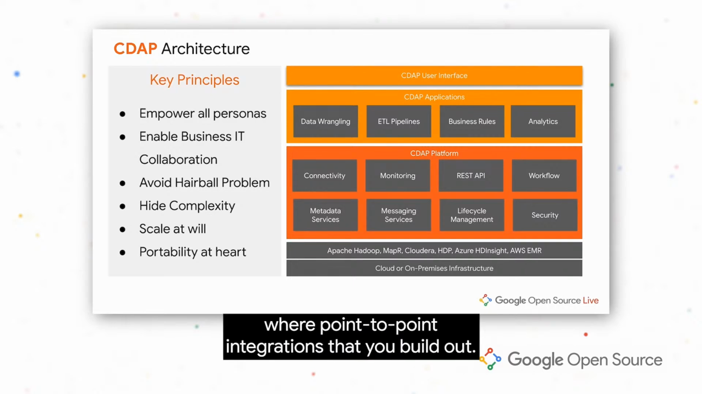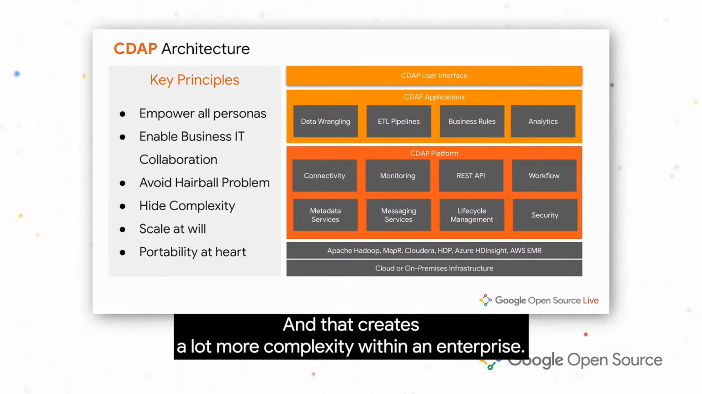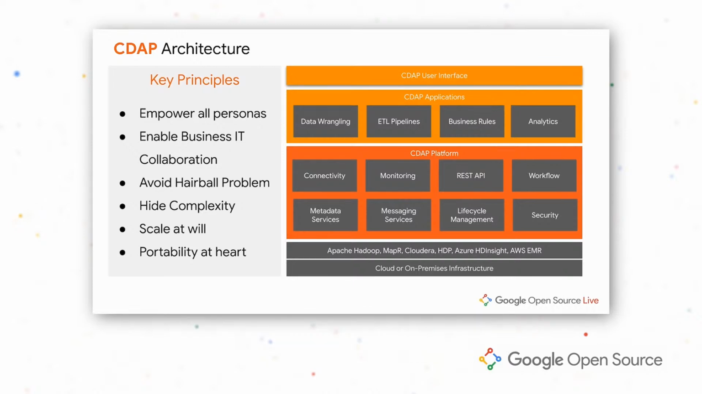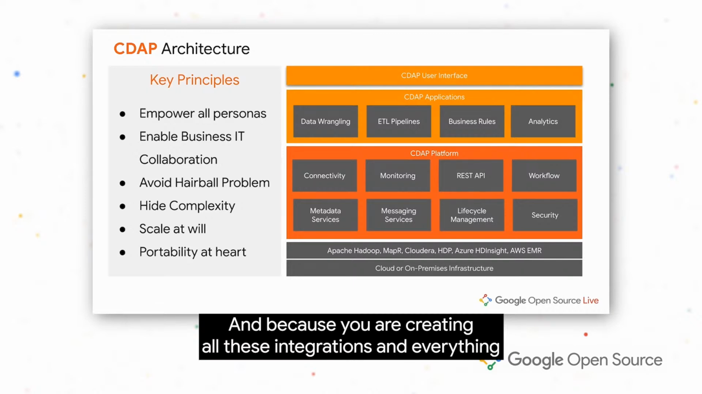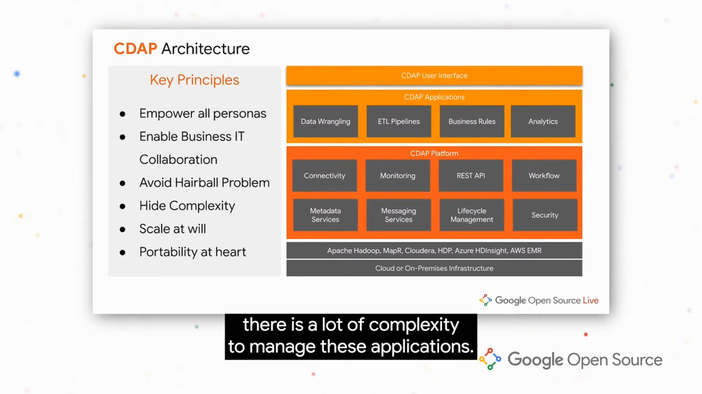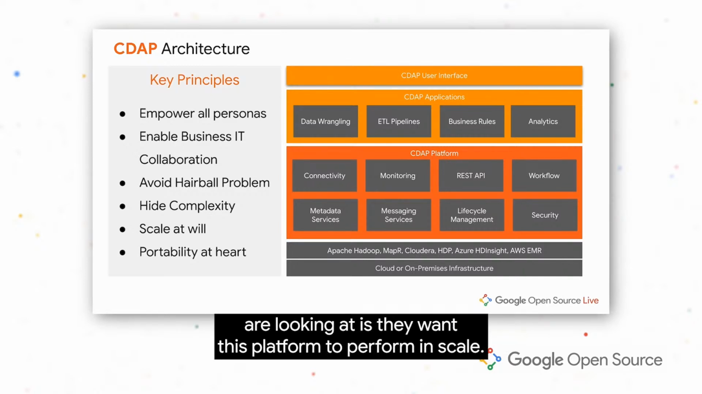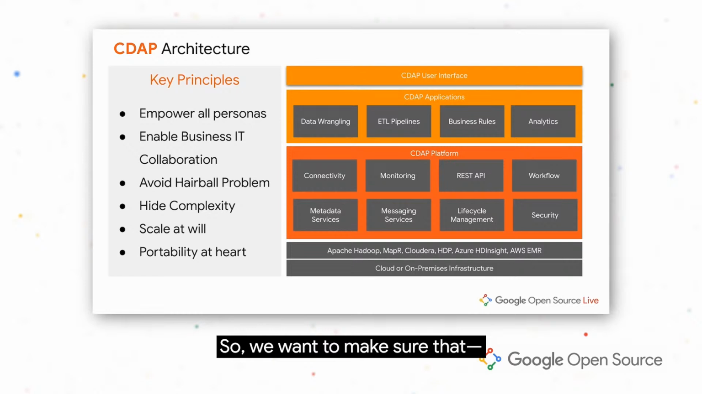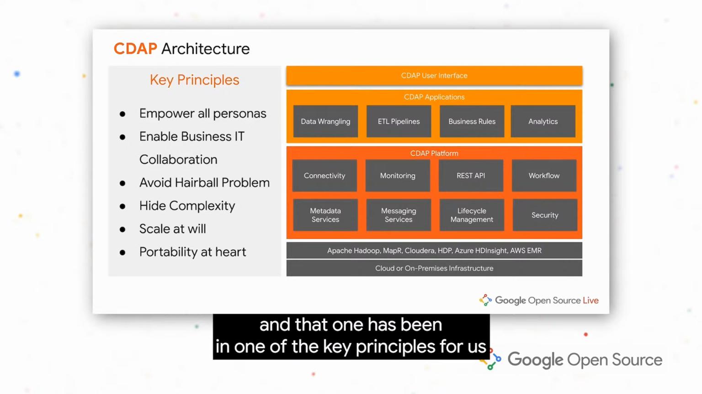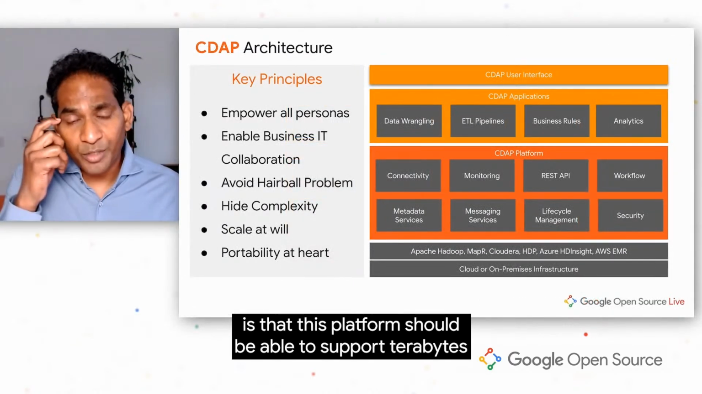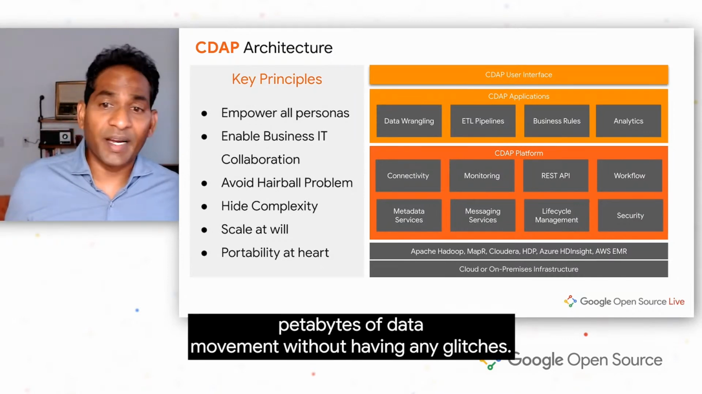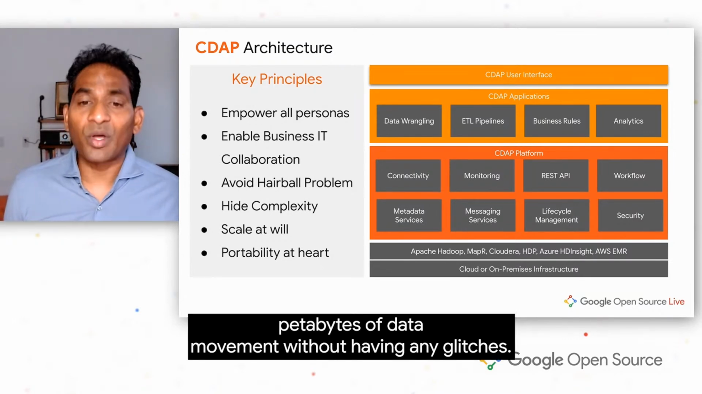There is also the problem with point to point integrations that you build out, which creates a lot more complexity within an enterprise, and a lot of complexity to manage these applications. More importantly, customers and users want this platform to perform and scale. That has been one of our key principles: this platform should be able to support terabytes, petabytes of data movement without any glitches.